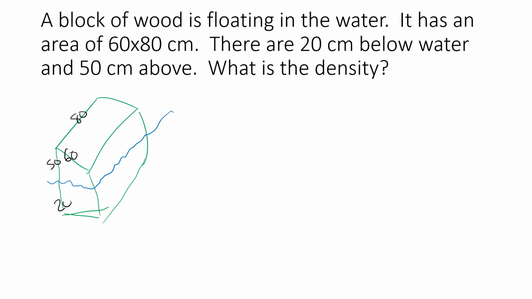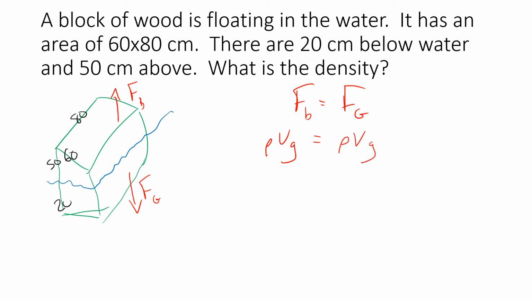All right, we're trying to figure out what's the density of the wood. Well, we know a little bit about the forces here. There's going to be a force of gravity, and there's going to be a force of buoyancy, and those two are going to be equal to each other because it is floating. If they weren't equal, it'd be moving up or down. So let's set them equal to each other. FB is equal to FG. FB is going to be rho Vg, and that's going to equal, I'm just going to go for it, rho Vg. But the volumes are different this time.